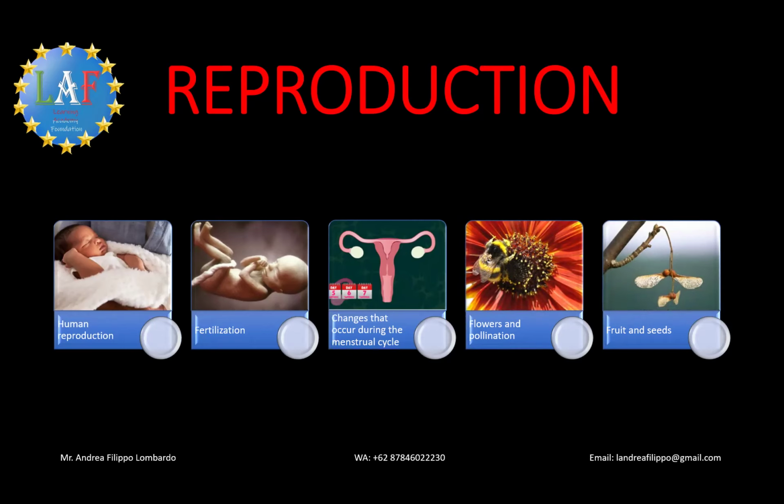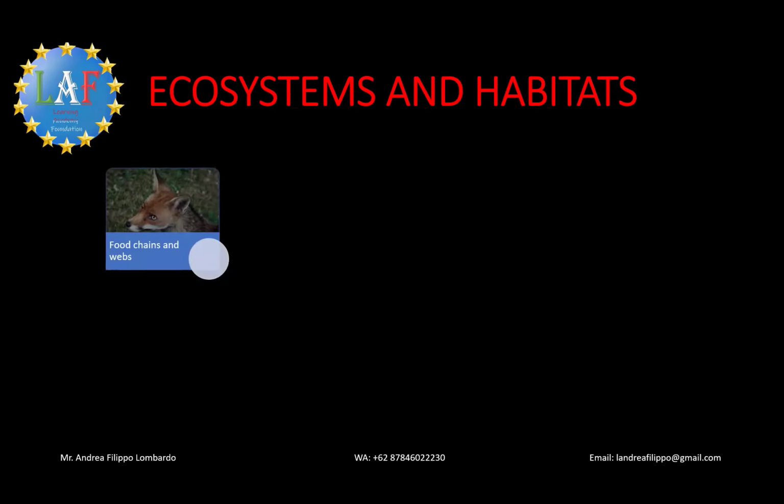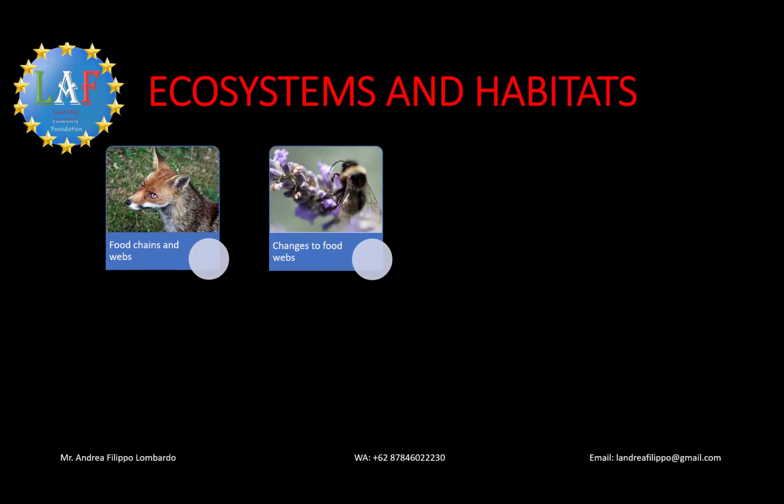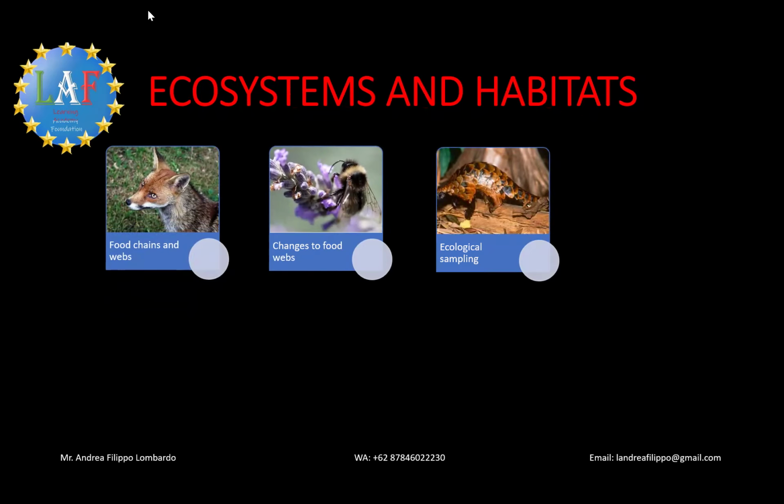The next section will be about ecosystems and habitats, where the students will see that all organisms in an ecosystem depend on each other. So food chains show the flow of energy from one organism to another. All organisms in a food web depend upon each other, and changes to one can affect the others. Sampling is the process of looking at a part of a population or habitat to draw conclusions about the whole thing. So the students will learn how sampling is used to find out about animals and plants.